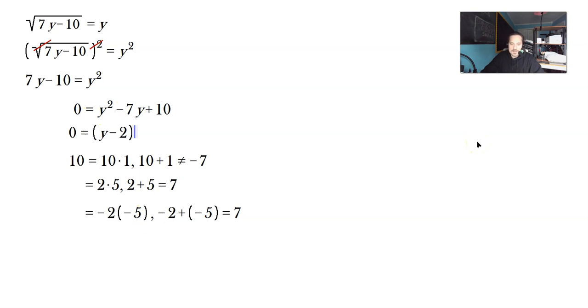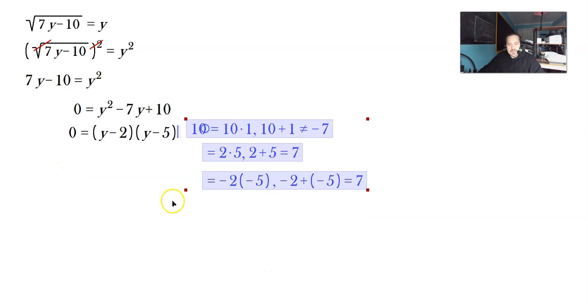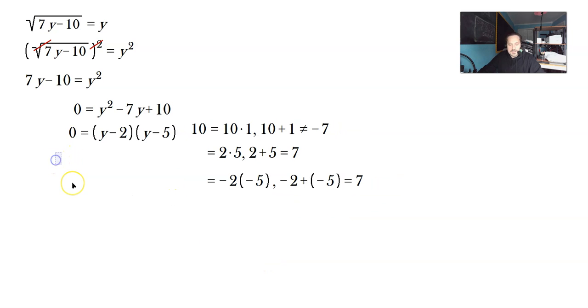So you're going to put y minus 2 and then y minus 5. That's the factored form. From here, just set each factor equal to 0. So y minus 2 is 0, or y minus 5 is 0. And solve. Here you can just add 2 to both sides, so y would be equal to positive 2. Then add 5, so y is equal to 5.